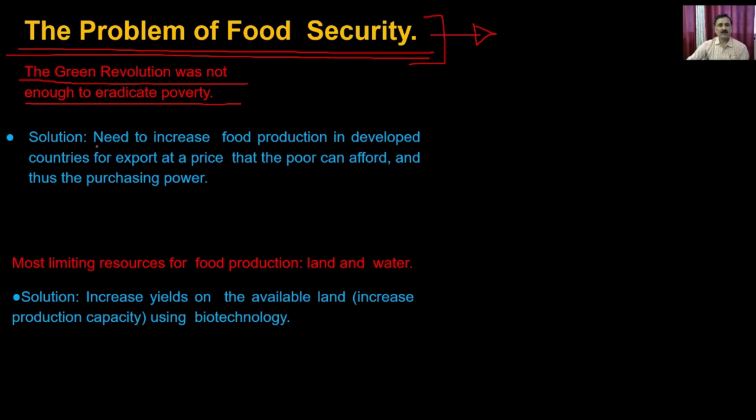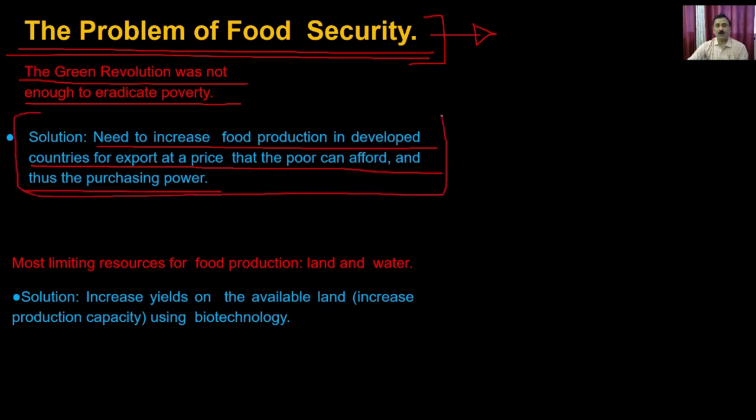The solution is that you increase the food production in developed countries for export at a price that the poor can afford, and thus the purchasing power, which means you have to use transgenic crops and other kinds of solutions so that you can increase the food production. And once you have enough food production, you can export that food to the poor people, so that they can afford this particular product.